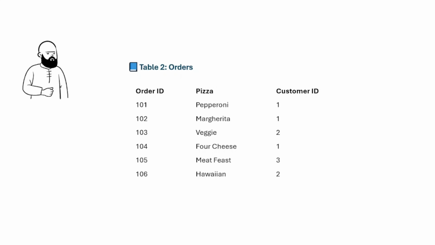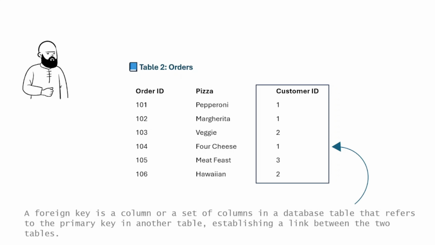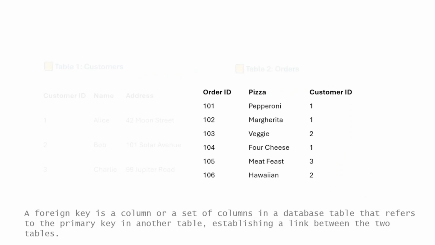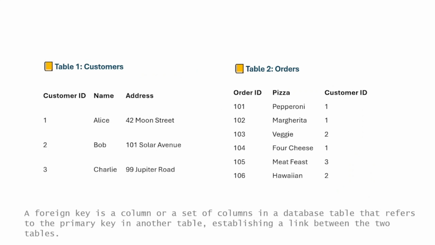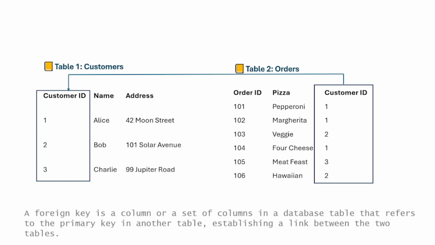Instead, he adds a special column in the orders table called customer ID. This customer ID matches the one from the customer table, but here it's called a foreign key. It's the key that helps us establish a connection between the orders table and the customer table. Instead of repeating all the customer details again and again, we just store the customer ID in the orders table and let the foreign key do the linking.